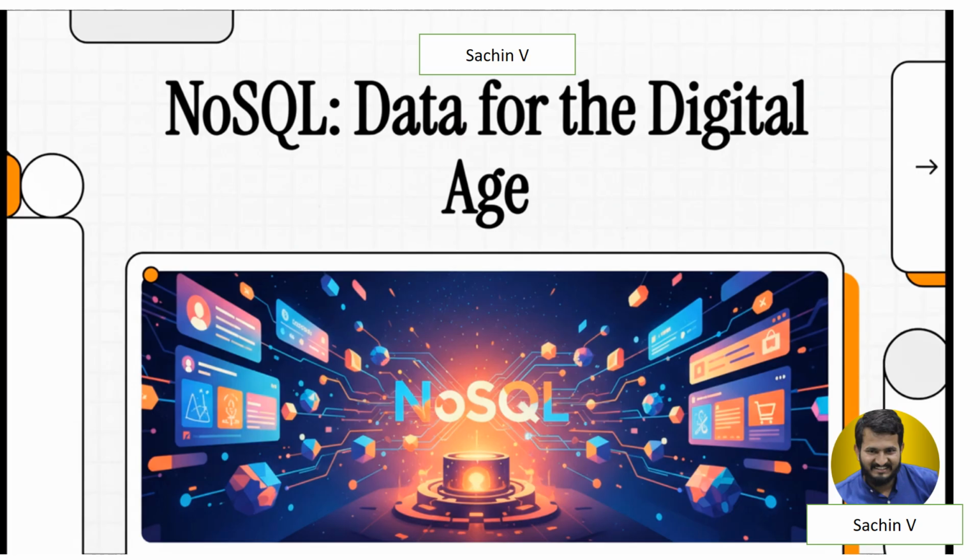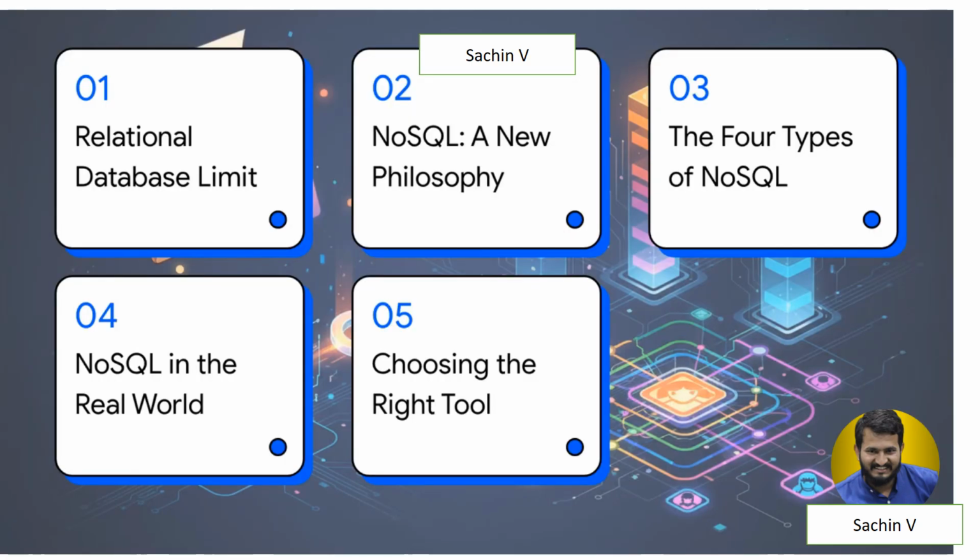Let's dive in. All right, here's our game plan. We'll kick things off by looking at the problem, why the old way of doing things hit a wall. Then, we'll introduce the solution, NoSQL, and meet its 4 main flavors. After that, we'll see how it all works with a real-world example. And finally, we'll wrap up by figuring out when it's the right tool for the job.